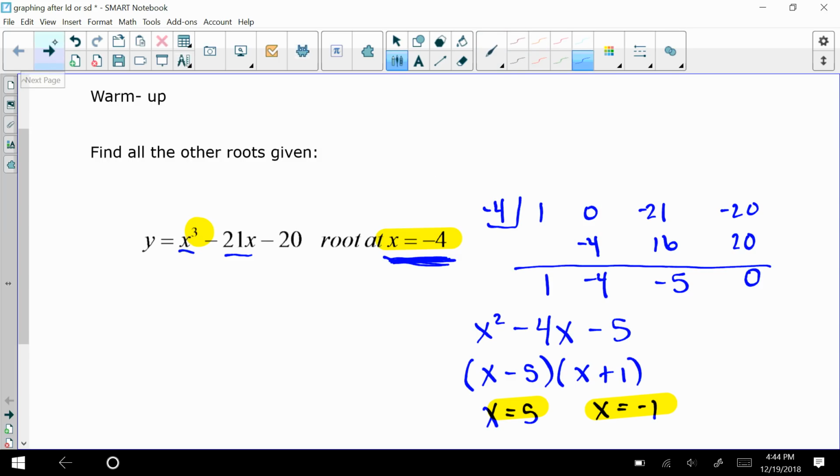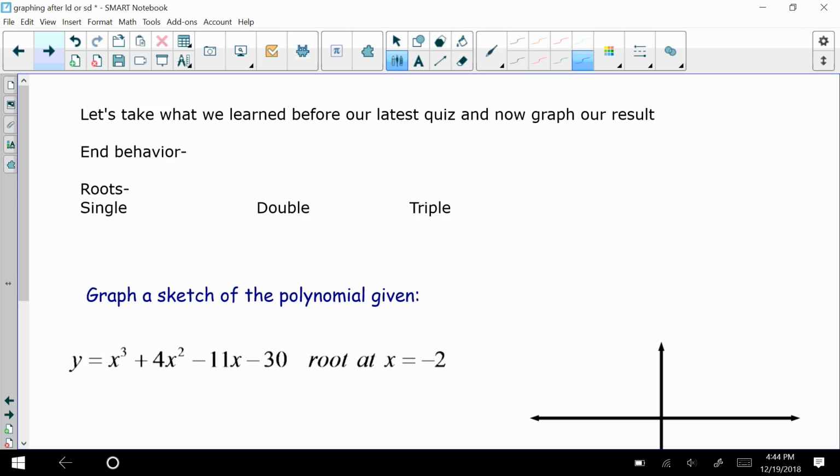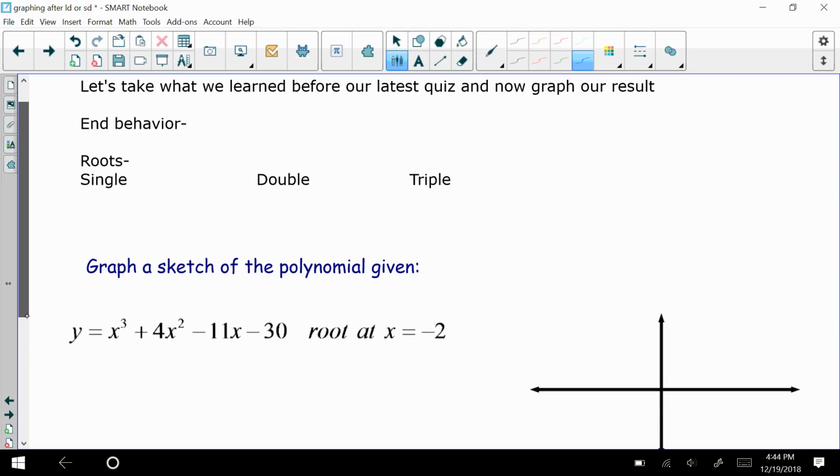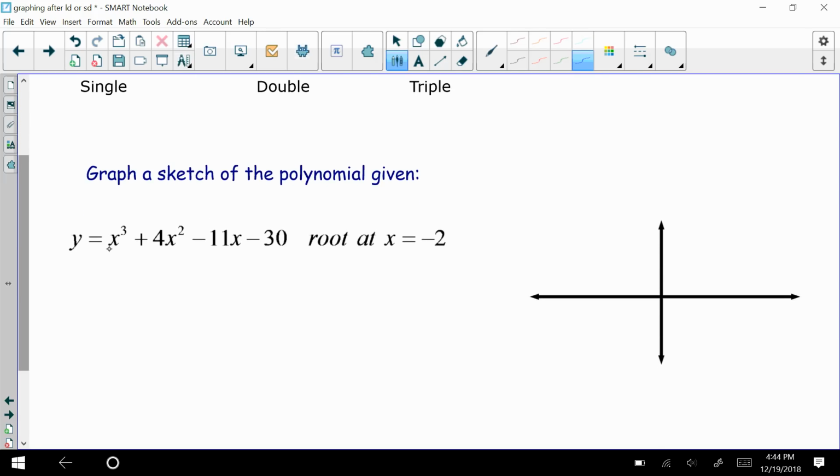All right, so what I want you to do today, I'm going to go through 2 examples here, but basically we're combining what you guys learned to graph on your quiz with now what we have in terms of finding roots. We're going to end up graphing, but now instead of starting off with a problem that is in factored form, I'm starting you with a problem that's in standard form, and I'm giving you one of the roots, which means you have to find the others before you can graph.